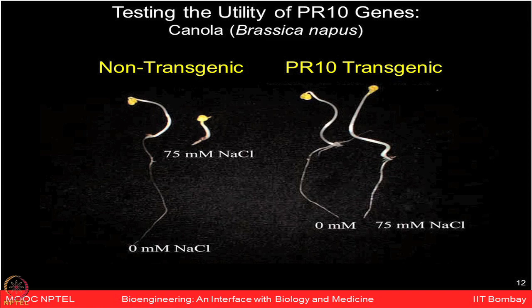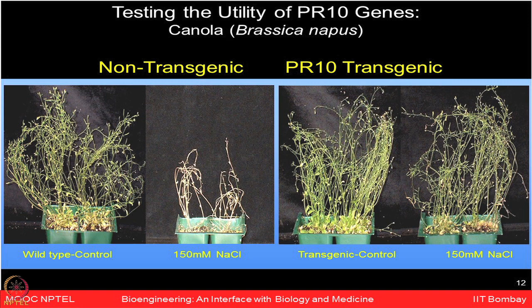With no salt, of course, both are surviving quite well, but as the salt concentration is increased to 75 millimolar, you can see that the transgenic plant which has incorporated the PR10 gene of interest has much more tolerance. This is another image showing the greenhouse grown plants. In the high salt condition, even up to 150 millimolar, these plants were able to grow and survive as compared to the non-transgenic or the control plants.